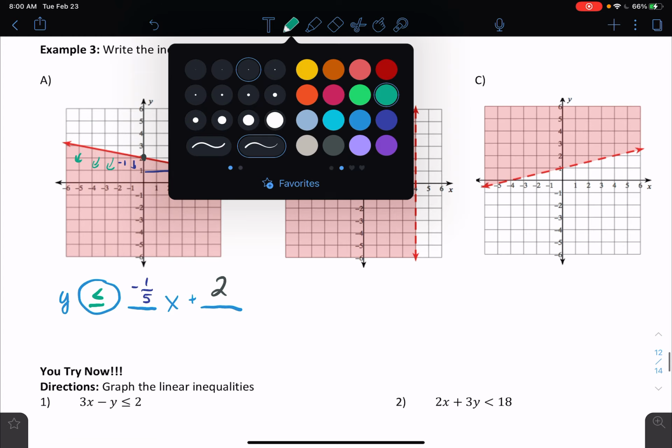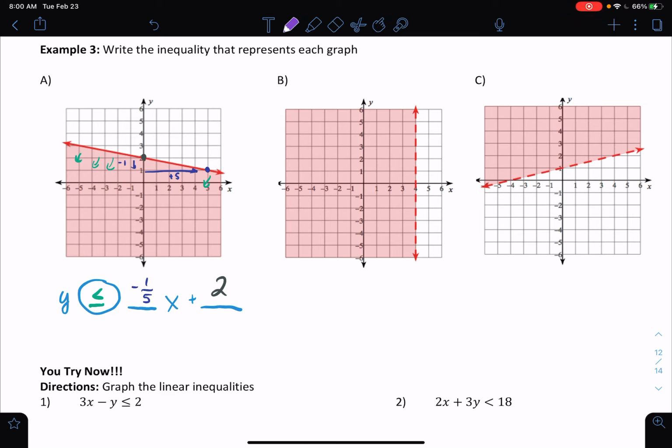All right, so the inequality is y is less than or equal to negative 1/5 x plus 2. And this inequality here represents that graph that we were given.